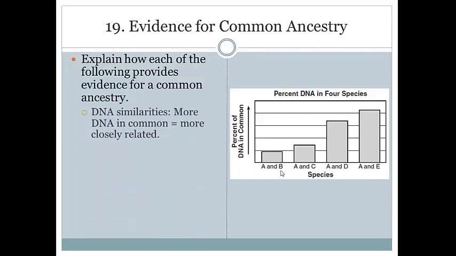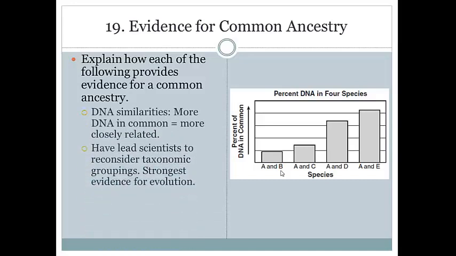So the next question is about DNA similarities. So the more DNA organisms have in common, the more closely related they are. So whenever scientists first went about categorizing different organisms, it was based on what those organisms looked like, or perhaps how they lived in their environment. Now that we have DNA technology, we're able to actually look at how closely related genetically different species are. So this is the strongest evidence for evolution. So for example, humans and chimpanzees share about 98% of the same DNA sequence.